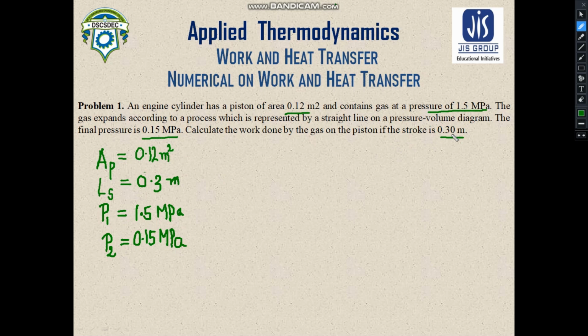Now your job is to calculate the work done. There is additional information provided to you. The gas expands according to a process which is represented by a straight line on a PV diagram. So our primary objective will be to draw the PV diagram and see how it can help to solve the problem. So let us draw the PV diagram.